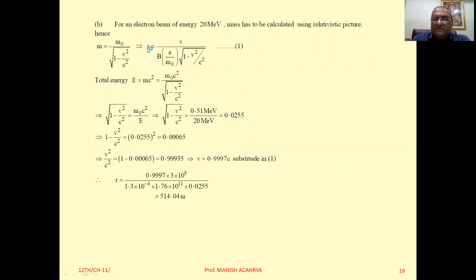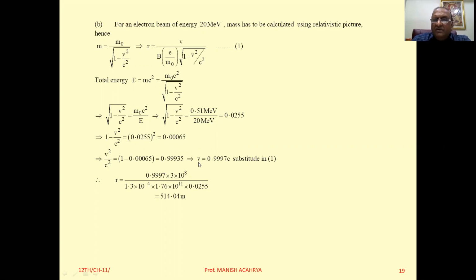So in our equation, r equal to v upon B into E by m, that m we have to replace by this m0 upon this one. So we will get this equation 1. Now E equal to mc square, so that is equal to m0 c square upon under root 1 minus v square by c square. So exactly as calculated in the previous example, by taking E equal to 20 MeV, we have to calculate v.